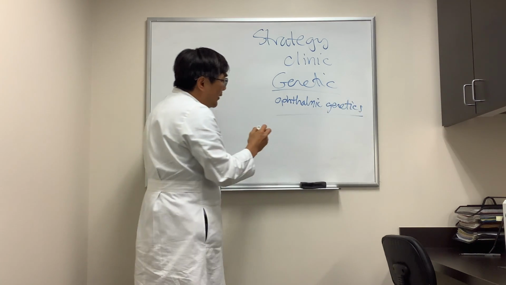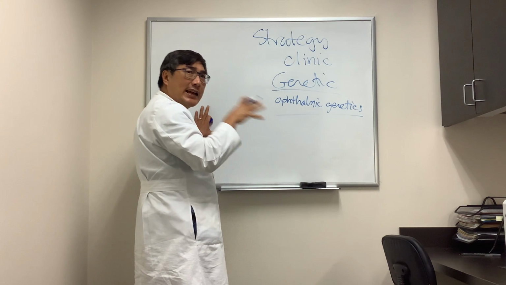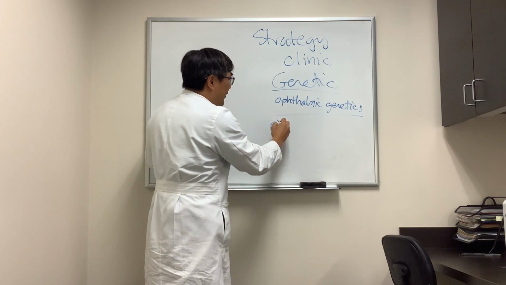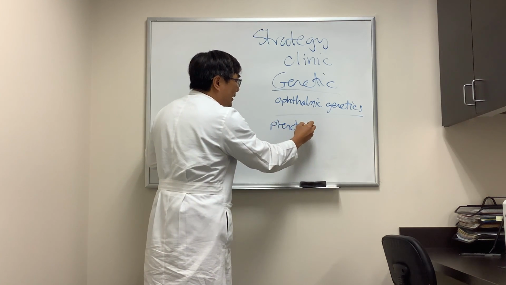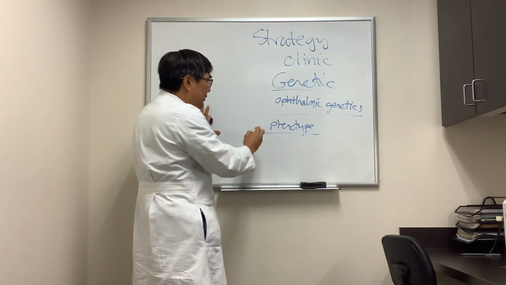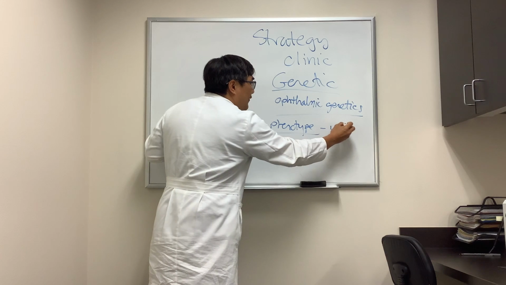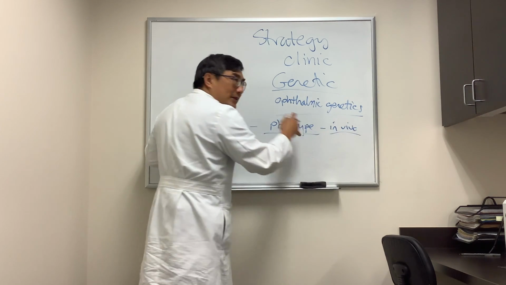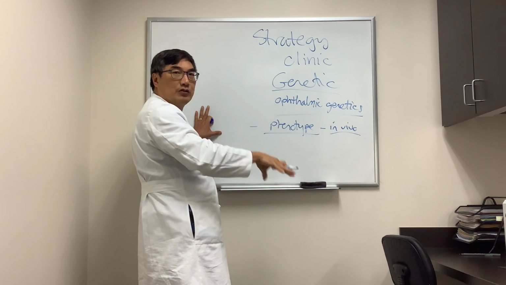And the first thing we have to do is identify the phenotype. So the phenotype, what are we dealing with clinically? Because genetic disorders have specific presentations. And so that is the in vivo assessment. The in vivo assessment is in the live patient, talking to them and examining them.